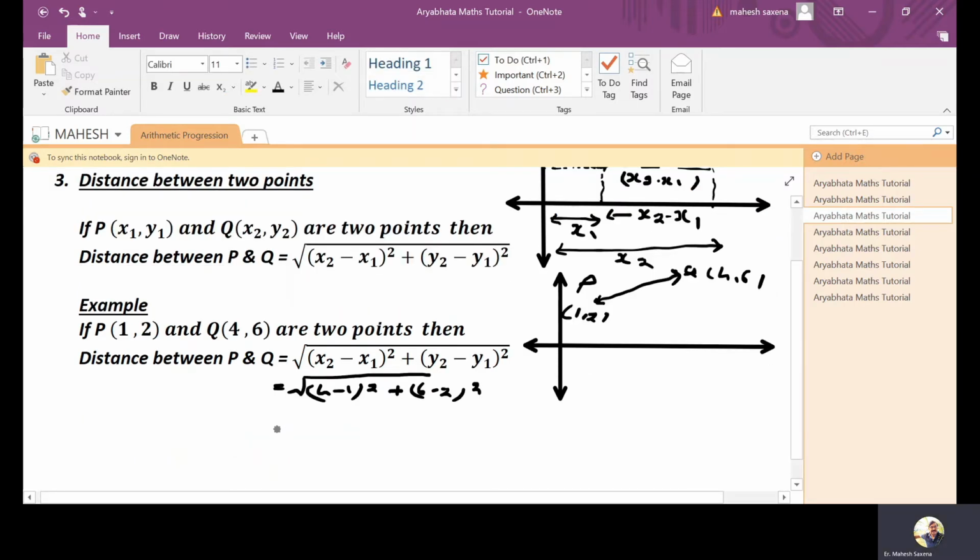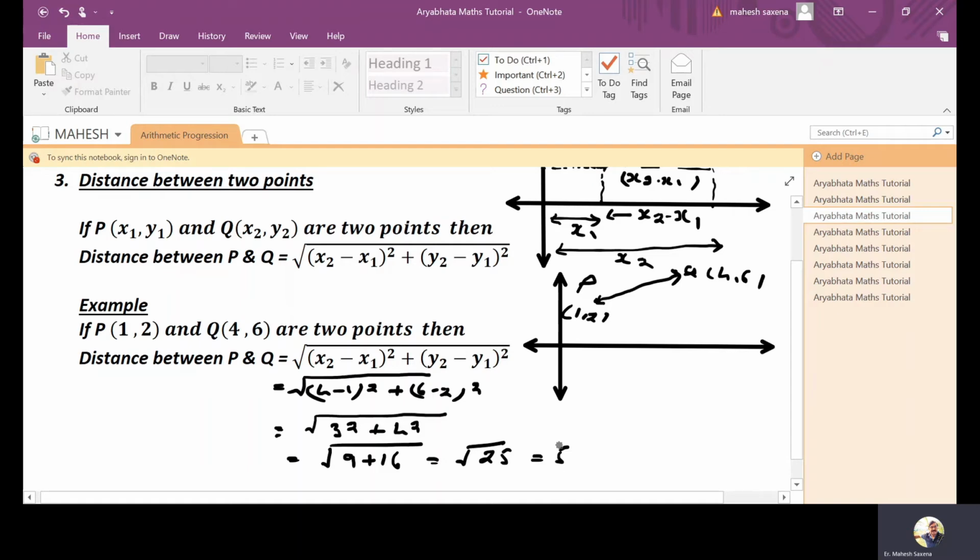That is equal to under root (4 minus 1) square, that is 3 square, plus (6 minus 2) square, that is 4 square. This is equal to under root 9 plus 16, since 3 square is 9 and 4 square is 16. Therefore, it is under root 25, that is 5. Therefore, the distance between P and Q is 5.